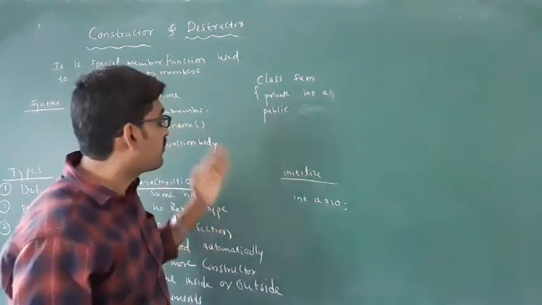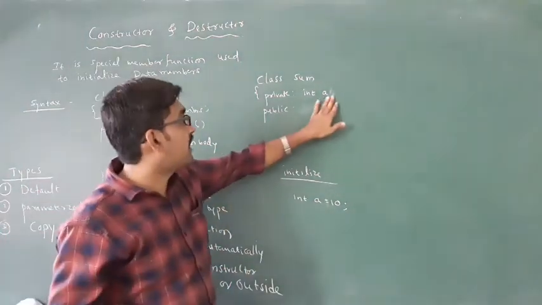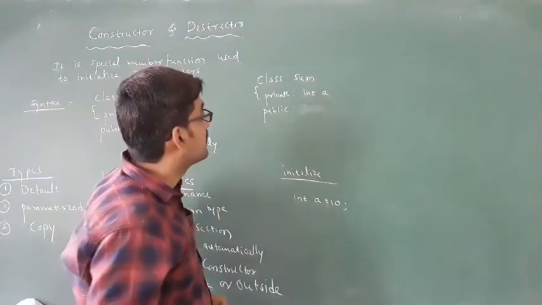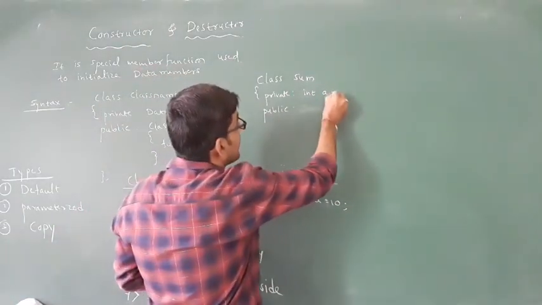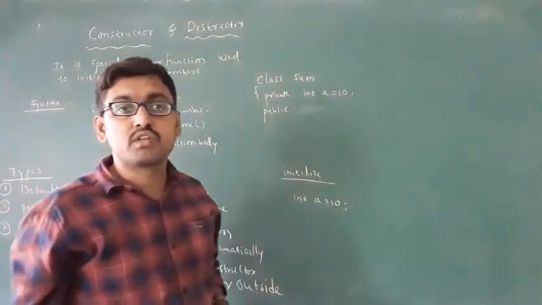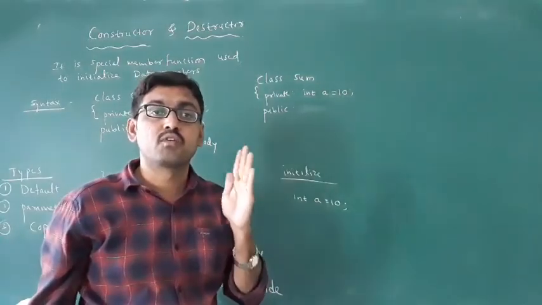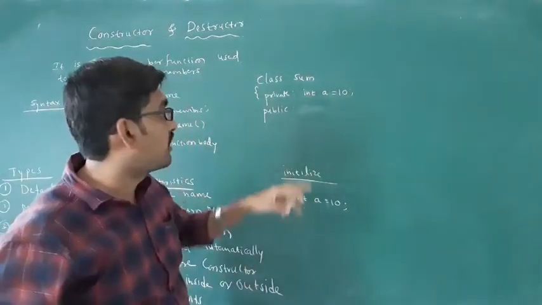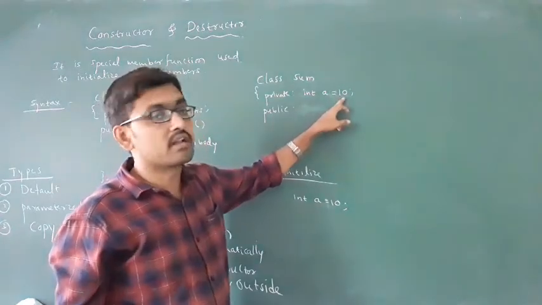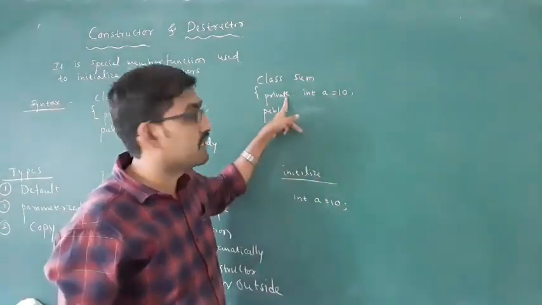Here in the private section I want to initialize a equal to 10, and then I want to display a equal to 10. But then you are getting errors. Why? Because you are using private here.